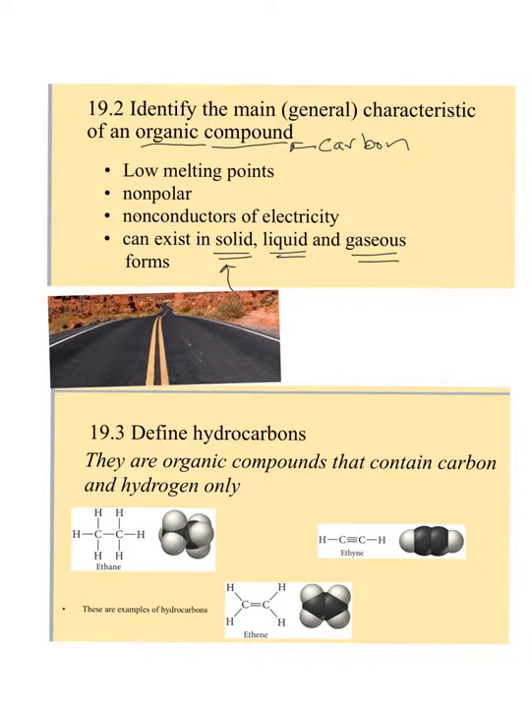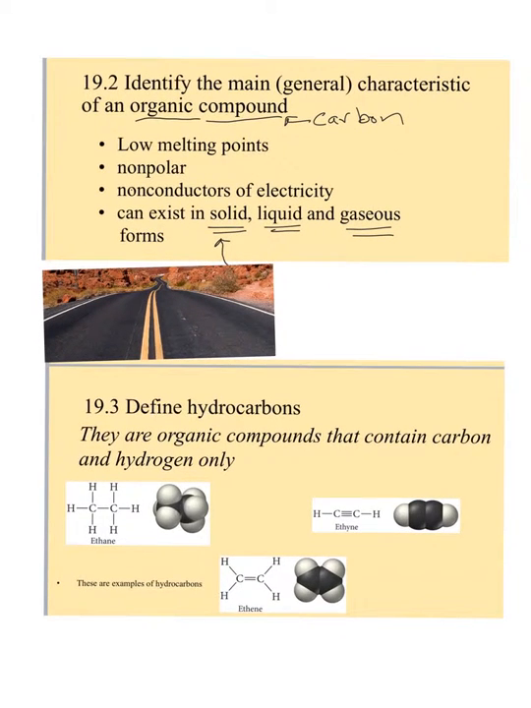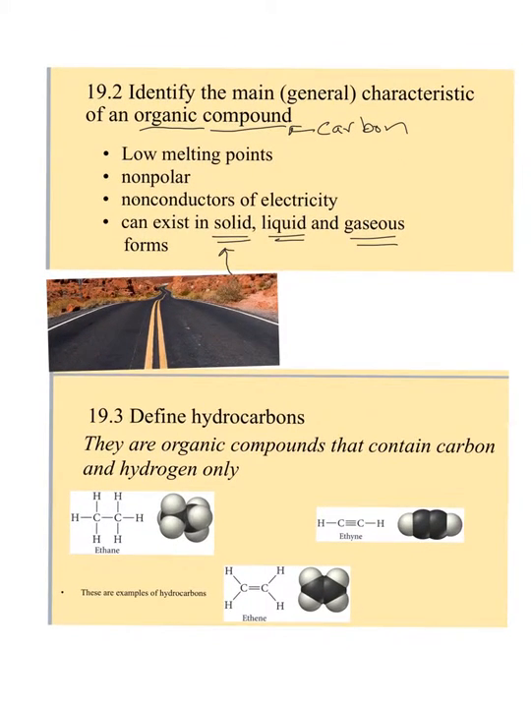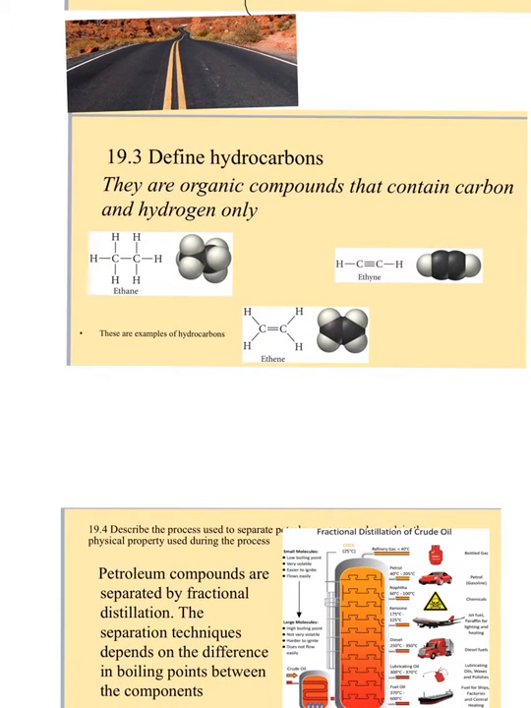A liquid carbon-containing compound is the petrol that you put in your car. And a gaseous carbon-containing compound is the propane in your kitchen that you use for cooking. You know, the propane gas tanks in the kitchen used for cooking, that's a gaseous carbon-containing compound. So they have low melting points and boiling points. They are non-polar, not good conductors of electricity, and can exist in the solid, liquid, and gaseous form. All right, let's keep moving.